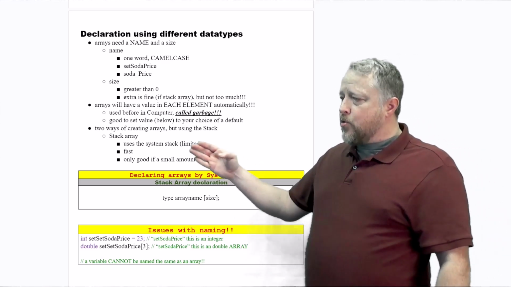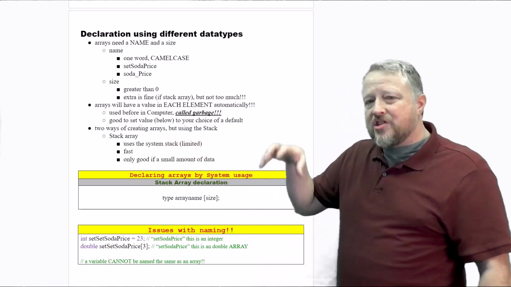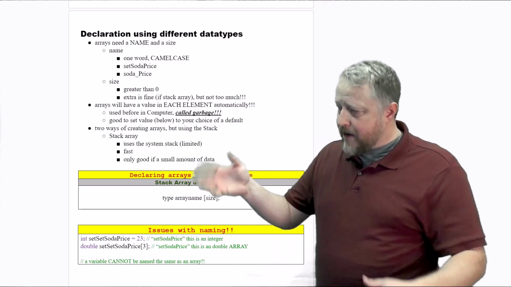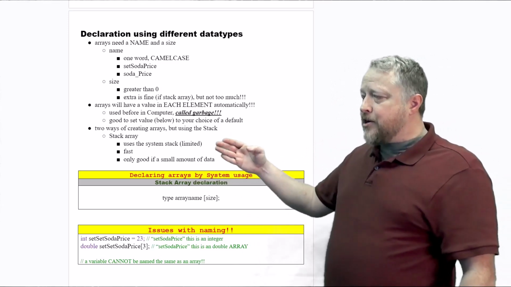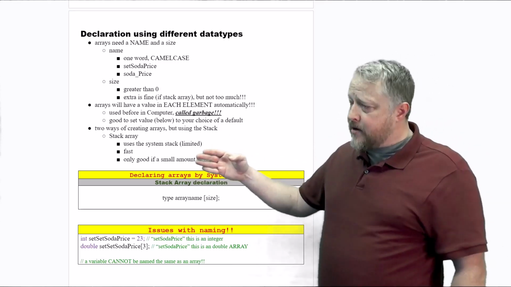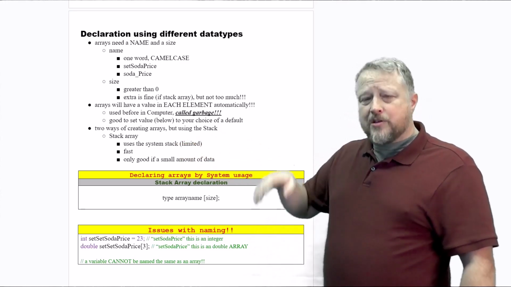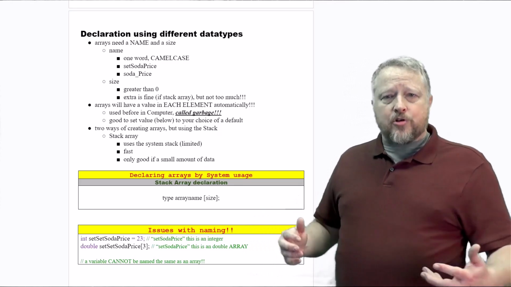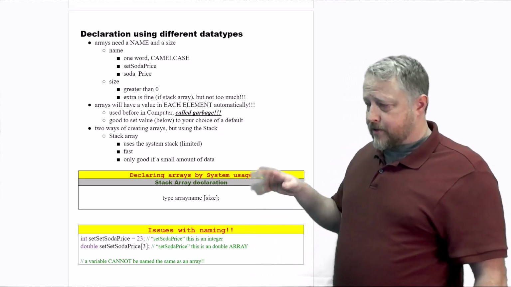There are two ways of creating an array, but we're using stack for right now. Heap is the other way, and that's in dynamic memory, which again is a totally different topic. Stack uses a system stack, which is limited, but it is very fast, and it's good for small amounts of data. If we get larger, like we do in data structures, you definitely don't want to use this, that's for sure.